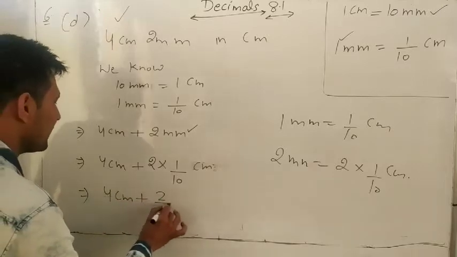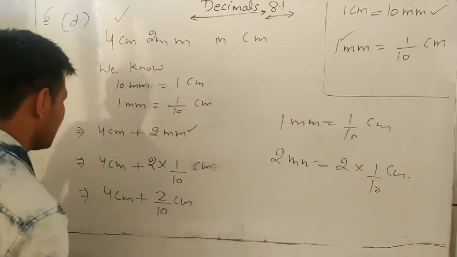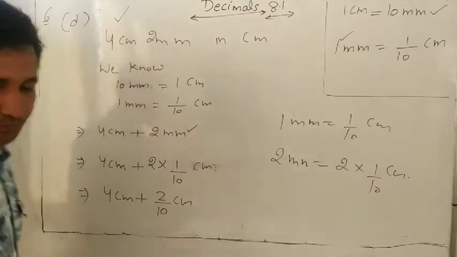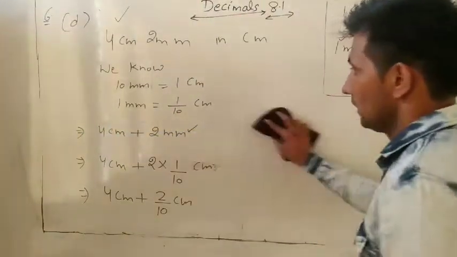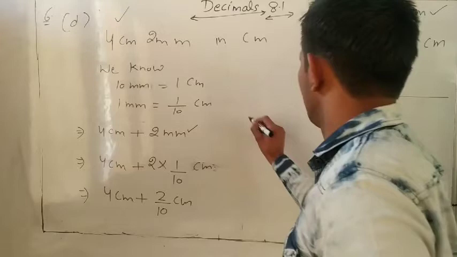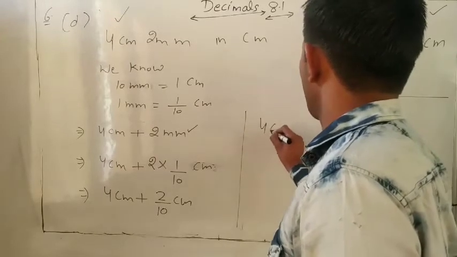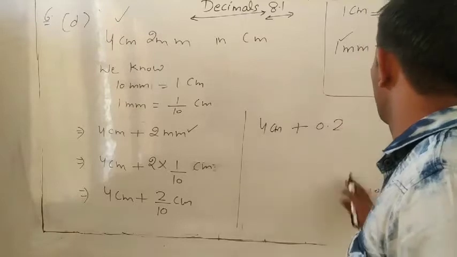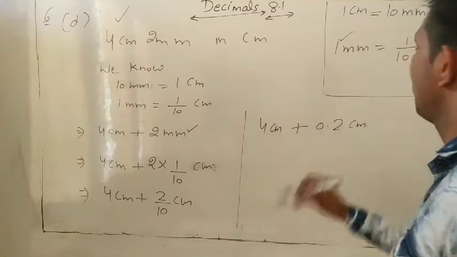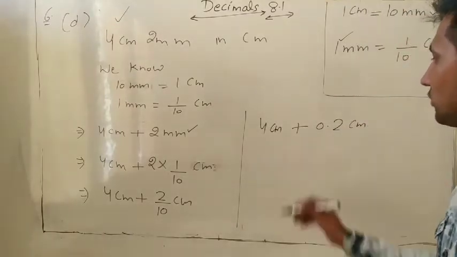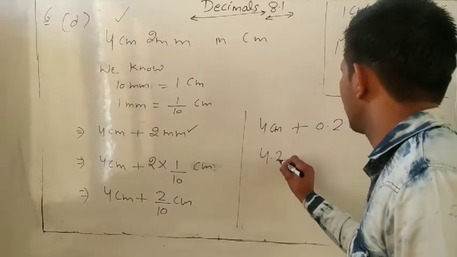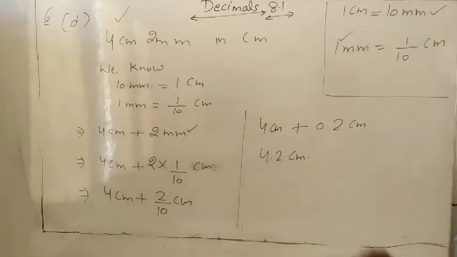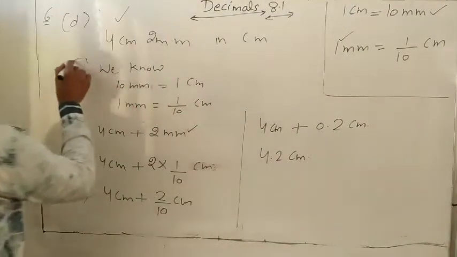centimeter plus 2 by 10 centimeter. What does it become? It becomes 4 centimeter plus 2 by 10, which means 0.2 centimeter. Now we will add. So it means 4.2 centimeter. It is our answer. Okay, so always write this one in the question.